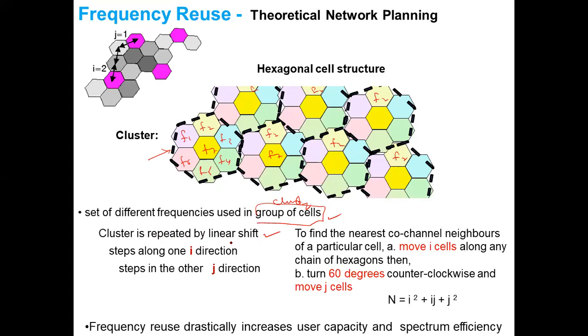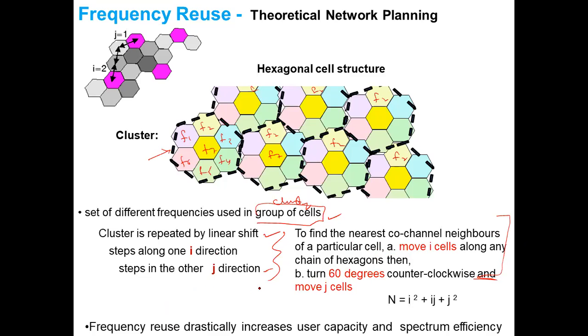Generally, these are the design considerations: steps along the I direction and steps in the other, J direction, taking a 60 degrees linear shift in the anti-clockwise direction. These are the design aspects; actually, I'm not covering these aspects in detail. Cell radius, the number of cells in a cluster, and how many clusters can be accommodated in a particular geographic area: these are the design aspects.